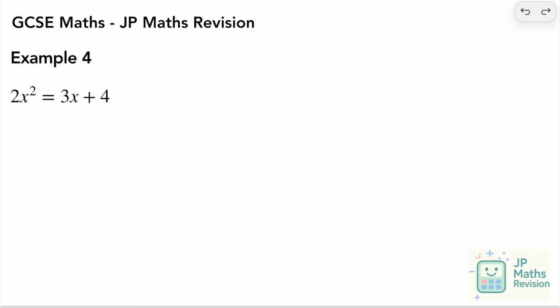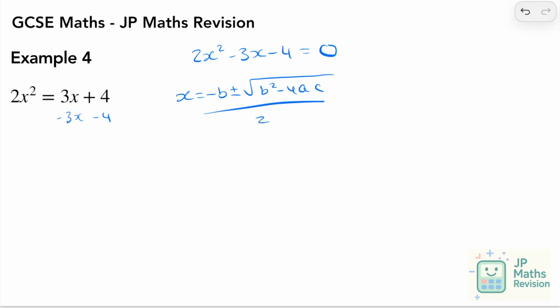Okay, so here's an example. In order for the quadratic formula to work, your quadratic equation must be equal to 0. So this thing here is not equal to 0, so we need to make it equal to 0. I'm going to do that by minusing 3x and minusing 4 from both sides. So you end up with 2x squared minus 3x minus 4 equals 0. And then we have the formula, so x equals minus b plus or minus the square root of b squared minus 4ac over 2a.